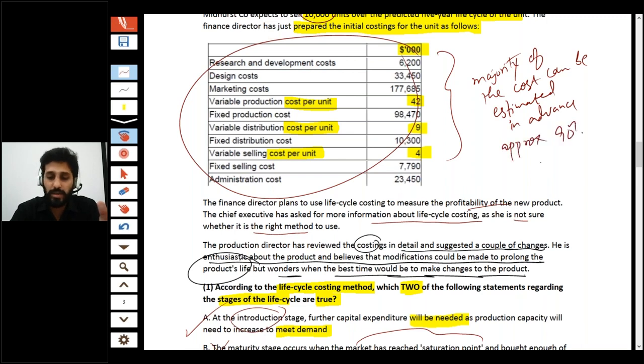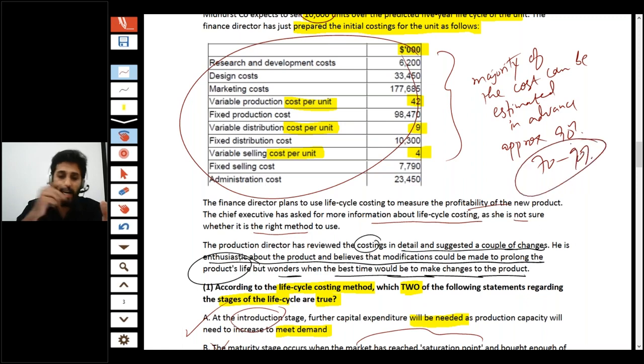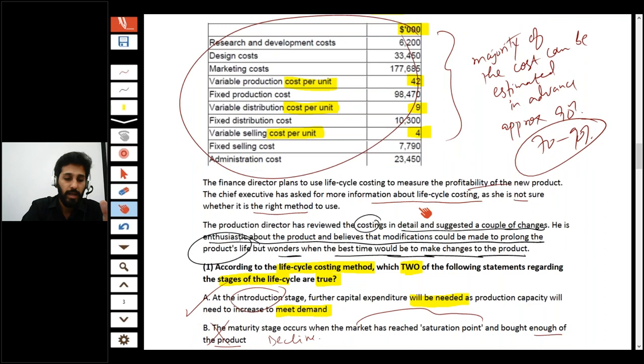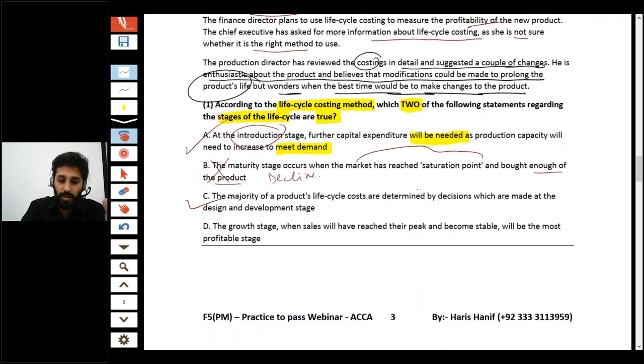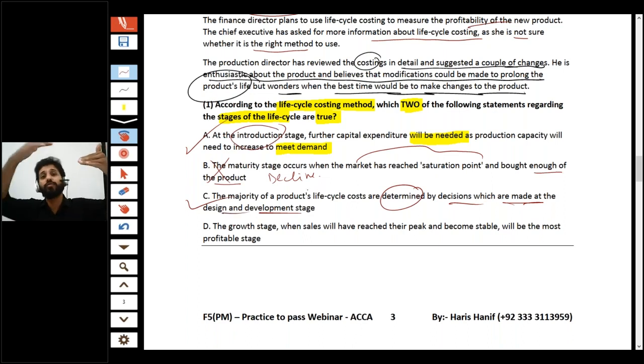It's approximately 90%. You can say 70 to 90%, right? So the answer is absolutely yes. The majority of the product lifecycle costs are determined by the decisions made at the design and development stage, that this cost would be incurred, that cost would be incurred. So approximately 90% of the cost can be estimated.